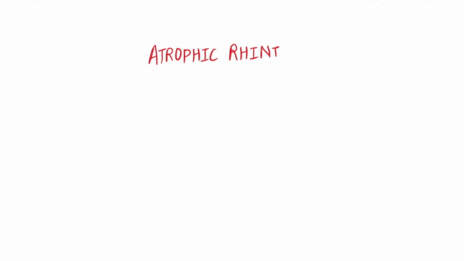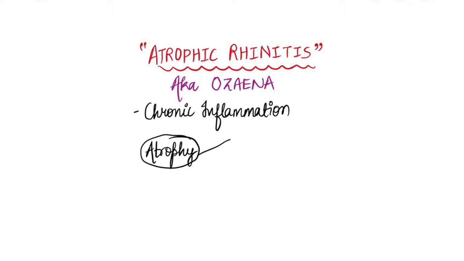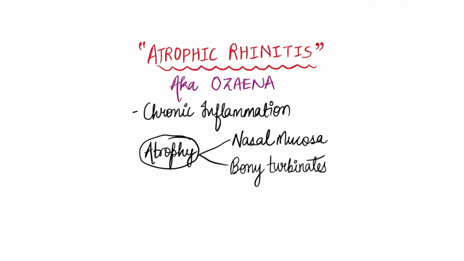Today we are going to talk about the ENT topic, that is atrophic rhinitis. So without much delay, let's begin. This is also known as ozaena and it is a chronic inflammation of the nose. Now here, atrophy is seen in nasal mucosa and the bony turbinates.